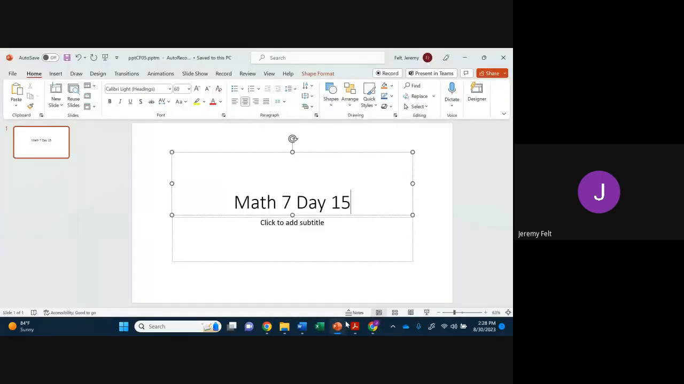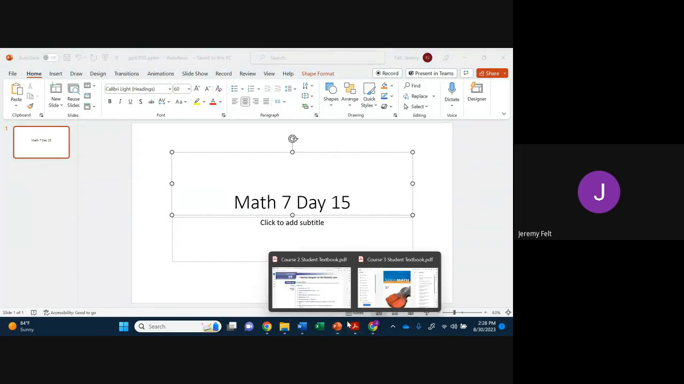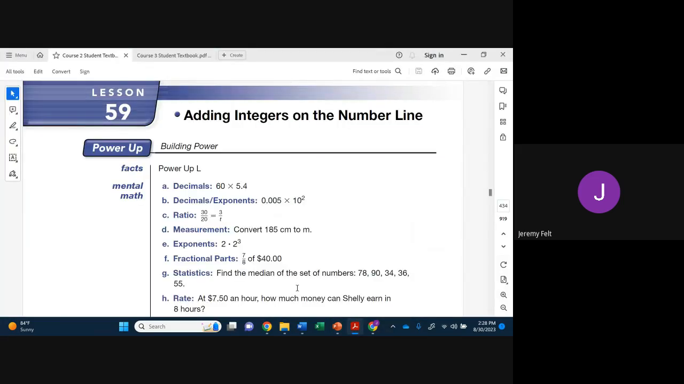All right, today we're looking at day 15. So we're nearing the end of this unit. Today we're going to be looking at lesson 59 and 60. So ending off this unit, then we'll review just like we've done in the past in class, take time to go over the review. But today we're looking at adding integers on a number line.